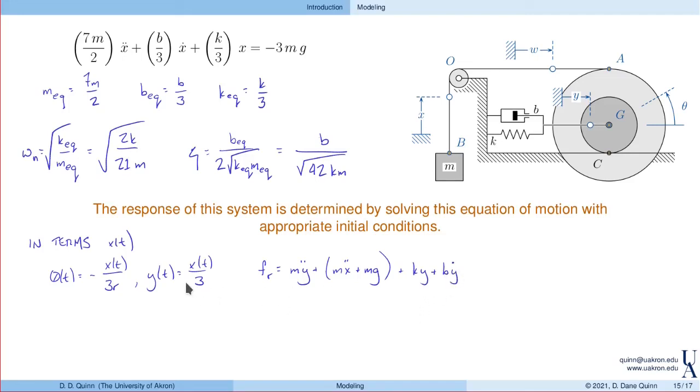So we can write this solely as a function of x. We'll use y double dot as x double dot over 3. And then we can also combine that with this x double dot term. Right? So we'd actually have 4m over 3 x double dot. We'd have damping terms that look like b over 3 times x dot. I'd have a stiffness term that looks like k over 3 times x. And then finally I'd have this mg piece.